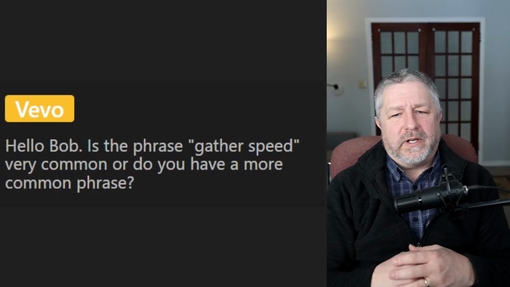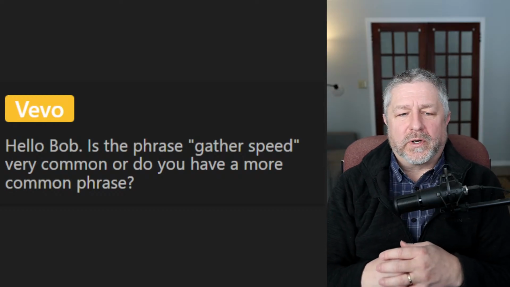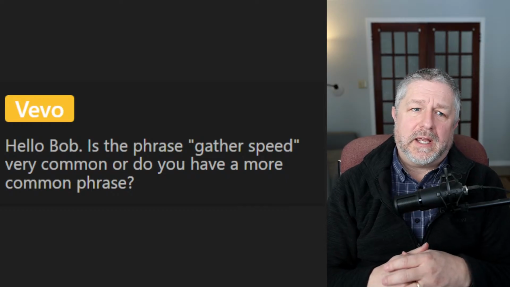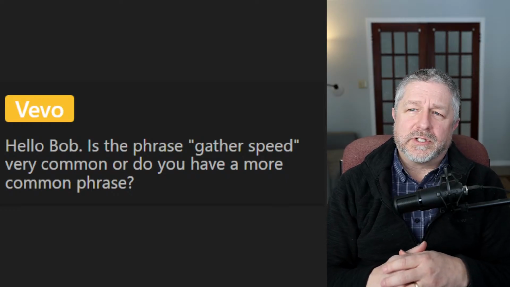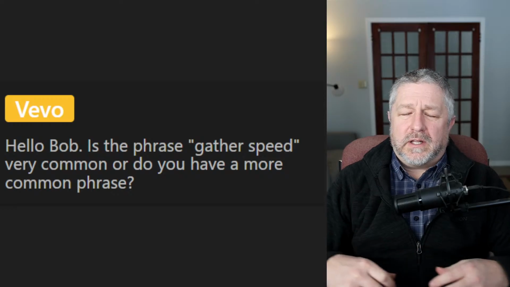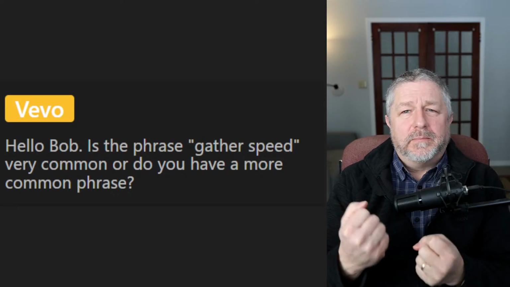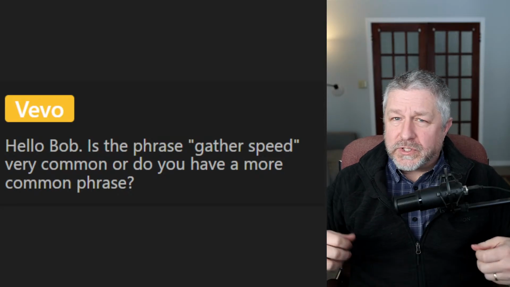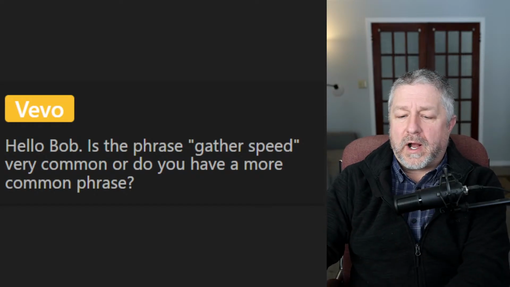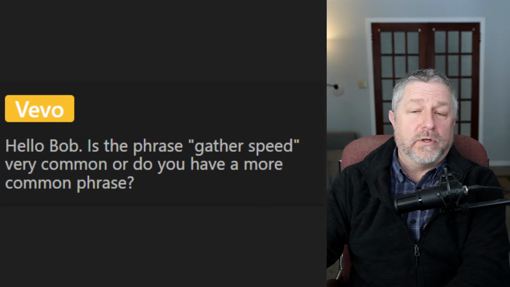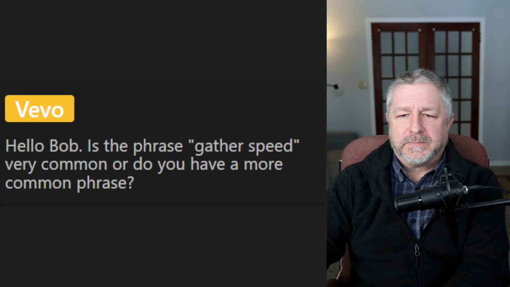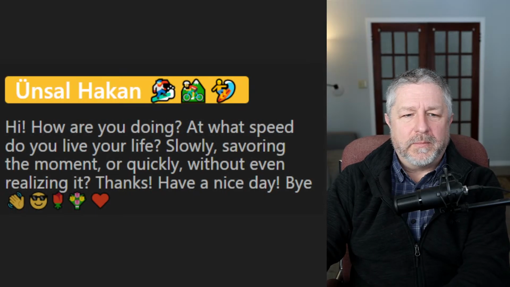Bevo, hello, Bob. Is the phrase gather speed very common, or do you have a more common phrase? So I would say that they are speeding up. So you could say the rocket was starting to gather speed, but I would probably say the rocket was speeding up, or the rocket was starting to go faster. Your phrase is correct.